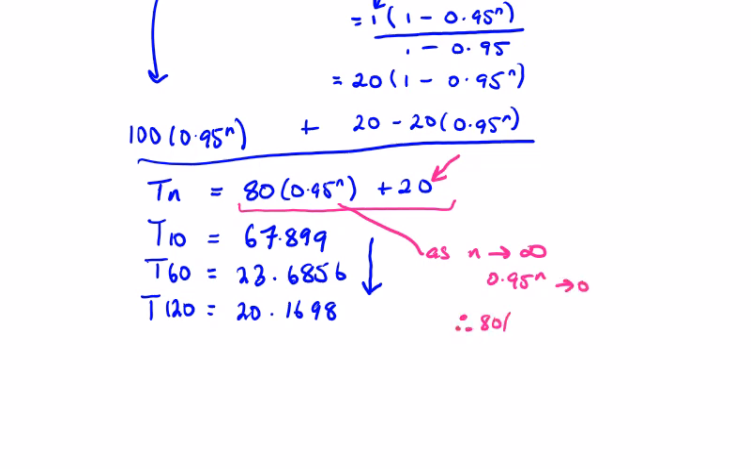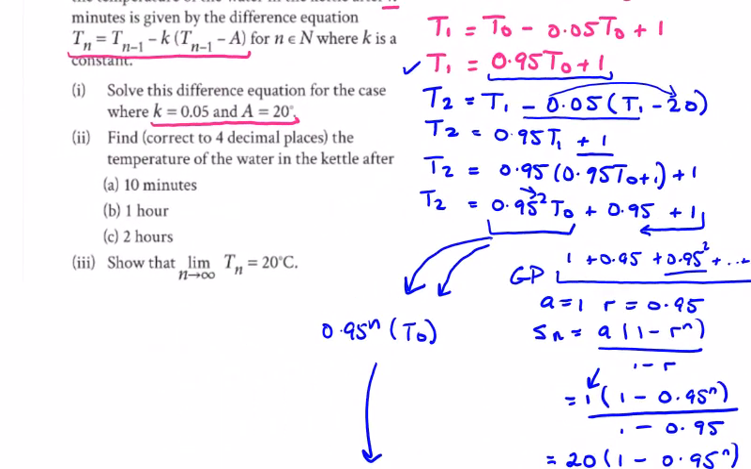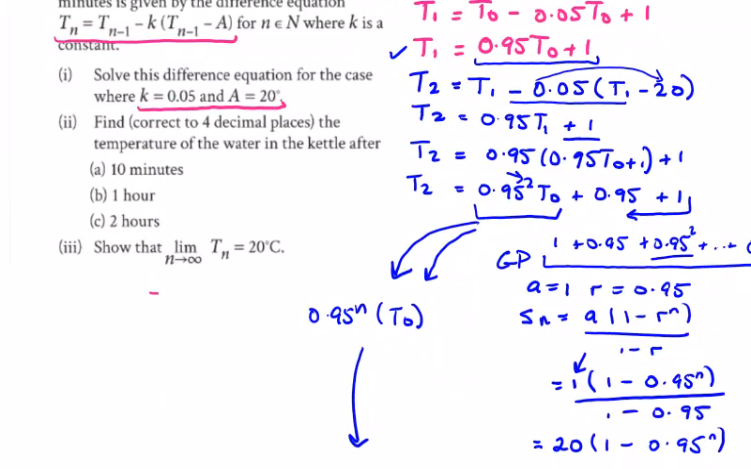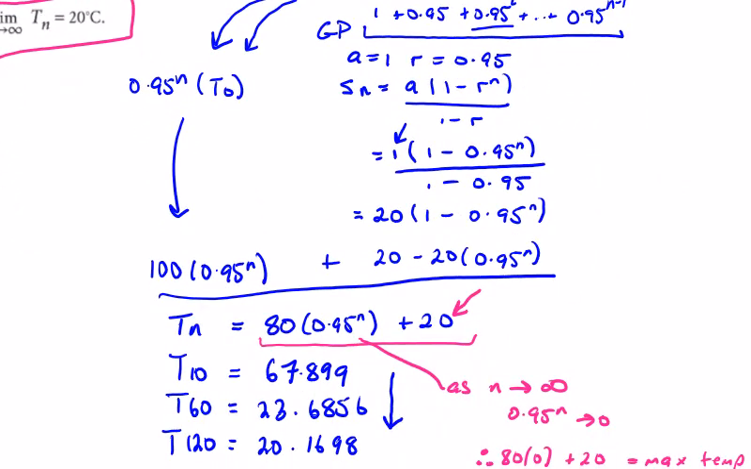Therefore, add 0, if you want to extend it out, plus 20 equals the max temp. And I think that's what they're asking in the last part, isn't it? Show that the limit of the sequence is 20. Yep. So it always happens the same way. Something has to be equal to 0. Constant has to be there. On to number 10.